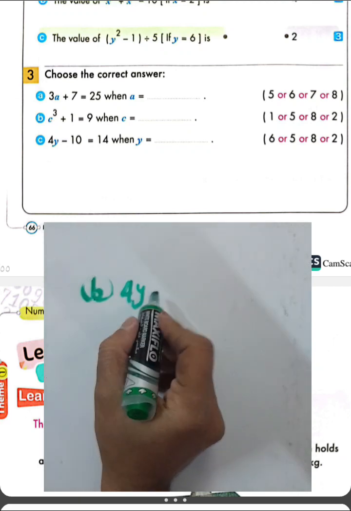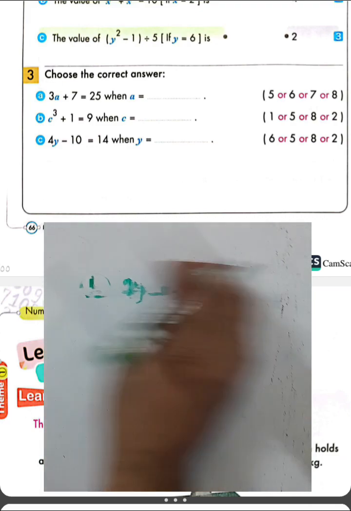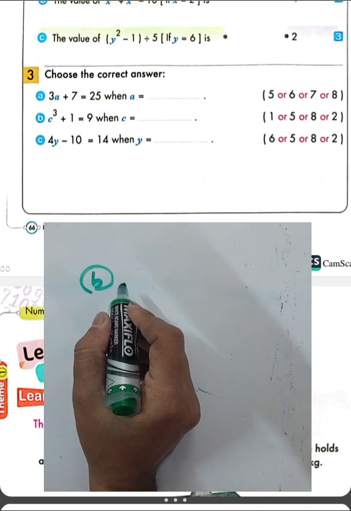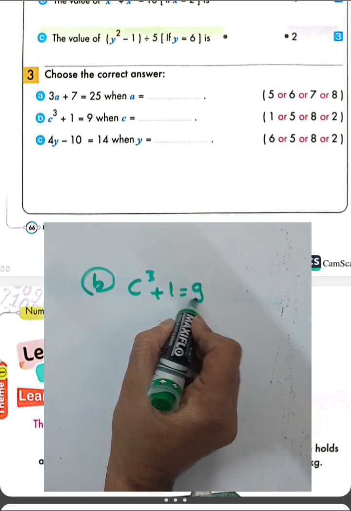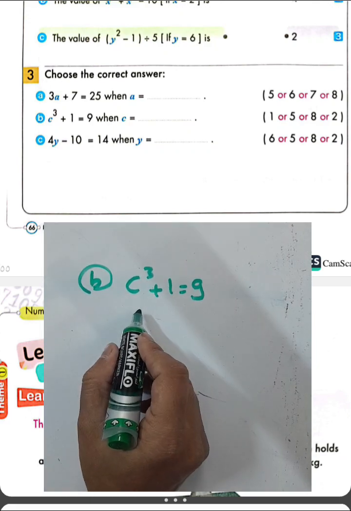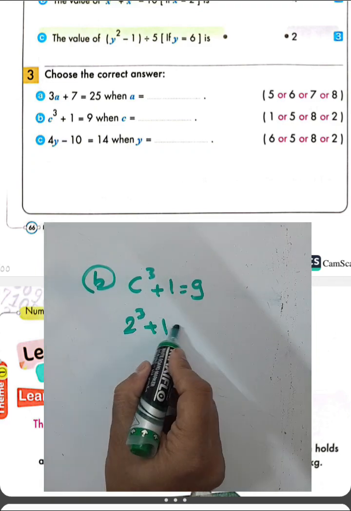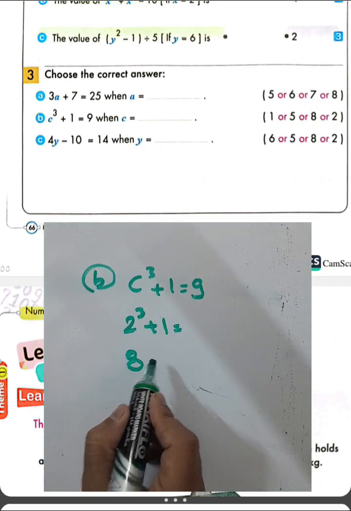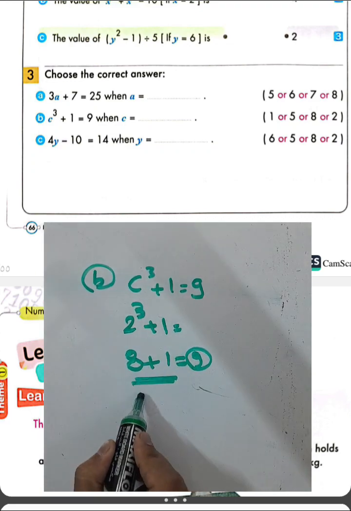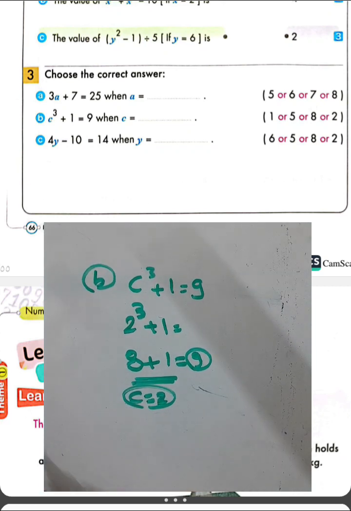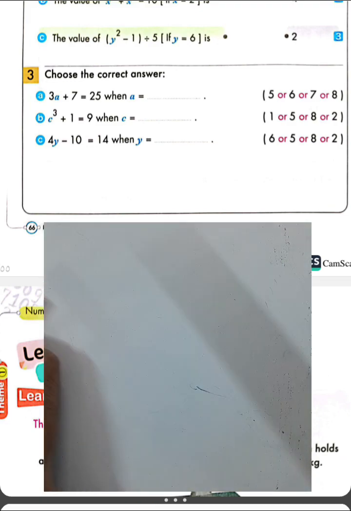For y minus 10 equal 14. Letter B. C to the power 3 plus 1 equals 9. At C equal what? Put C equal to 2: 2 to the power 3 plus 1 equals what? 2 to the power 3 equals 8, 2 times 2 times 2. 8 plus 1 equals 9. So C here equals 2. Okay. Question letter C.